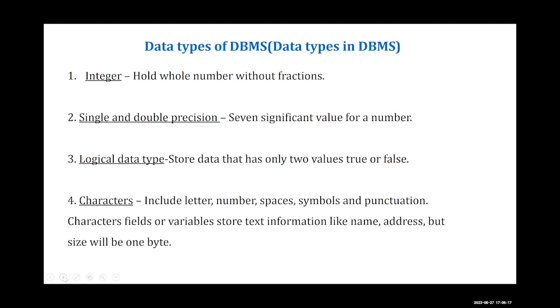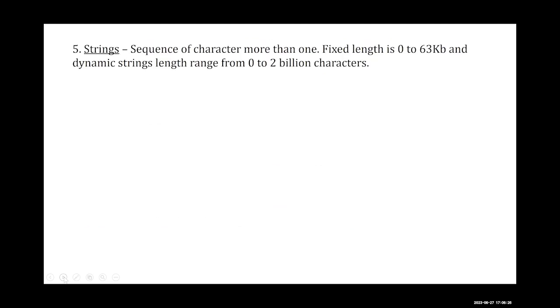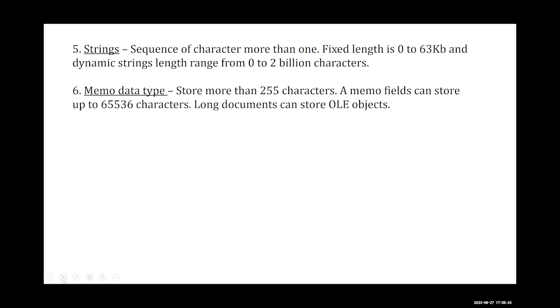Next we have characters, which includes letters, numbers, spaces, symbols and punctuation. Basically it will hold a single character. Next we have strings. Now strings is nothing but a sequence of characters, more than one. Okay, so it has two types: fixed length, that is varying from 0 to 63 kilobyte, whereas dynamic string length ranges from 0 to 2 billion characters. So remember this, fixed and dynamic.